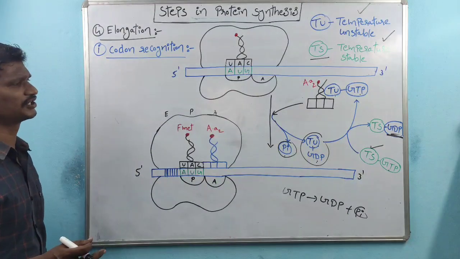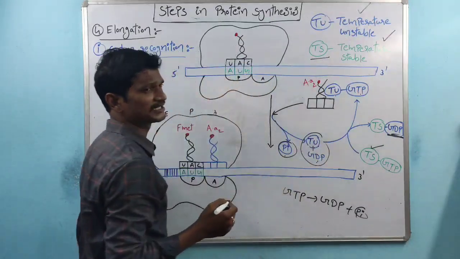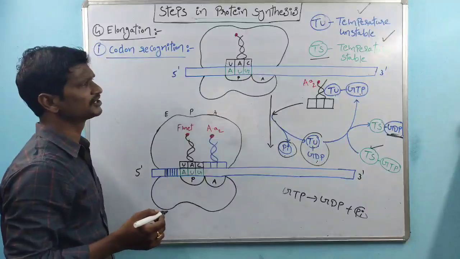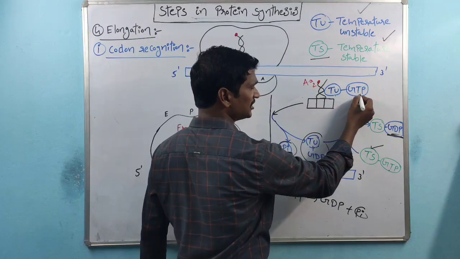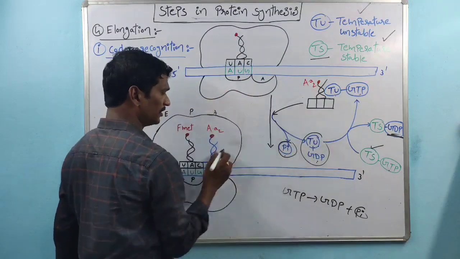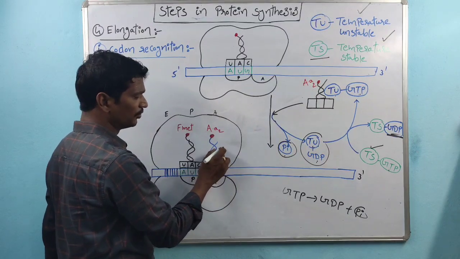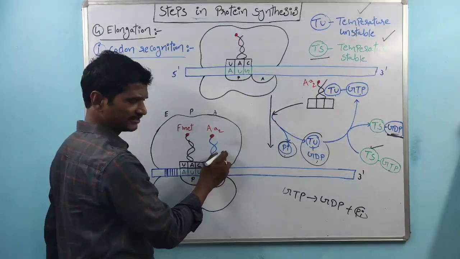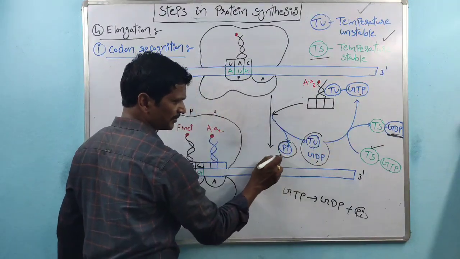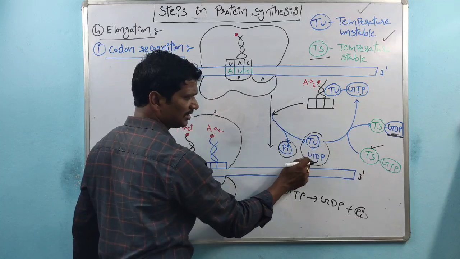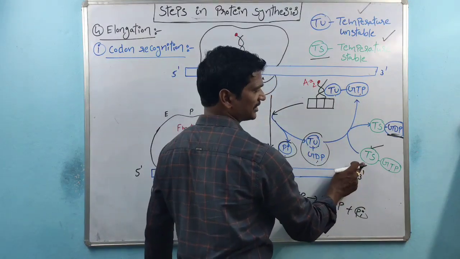Codon recognition is supported by two factors: temperature unstable factor and temperature stable factor. Temperature unstable initially has GTP. After the binding of loaded tRNA at the A site, the GTP is converted into GDP plus Pi.